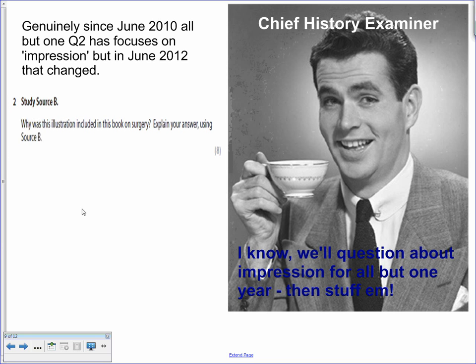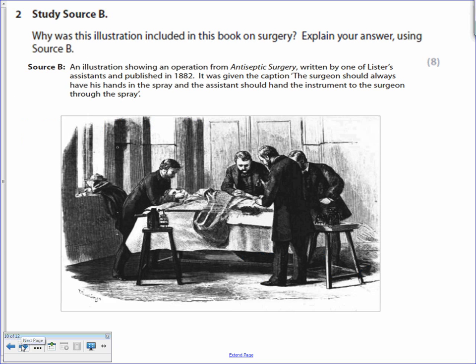You could get marks for looking at the impression, but that's not what's being asked. In fact, we're looking now at purpose. Here it goes. That's the question. This was the image. As you can see, it's looking at Lister's carbolic acid spray. Again, you can have a look at techniques of art. Note where the carbolic acid spray is. The focus on the patient. The purposeful identification of jets of carbolic acid spray.